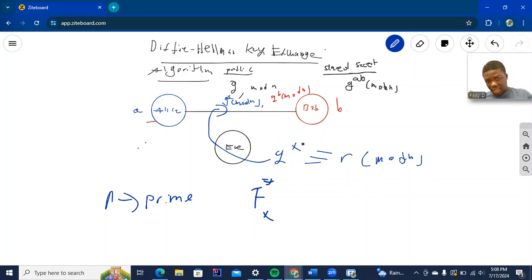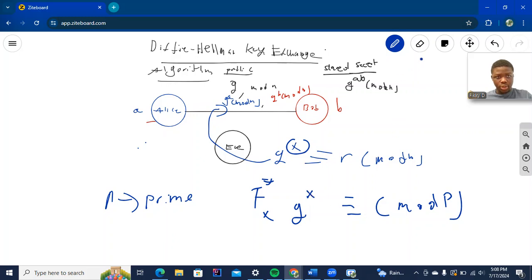The reason why is that, for example, using mod p, if there indeed is a solution to this problem, like G to the x equals some remainder mod p, there's going to be infinitely many solutions for x. And that's going to be very ambiguous.